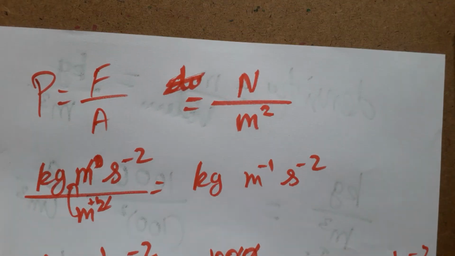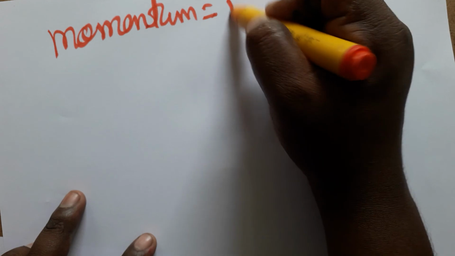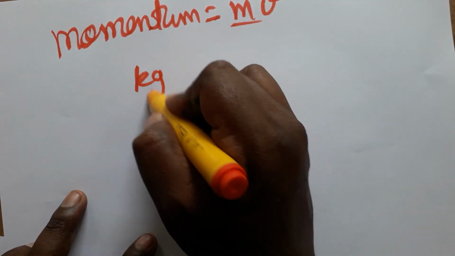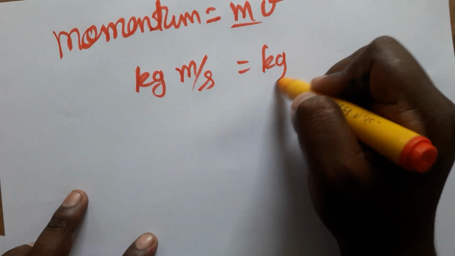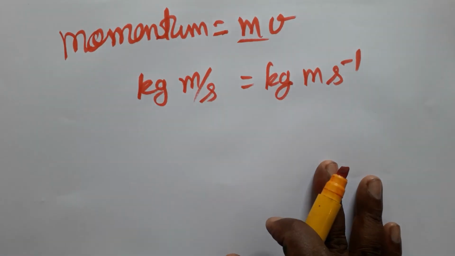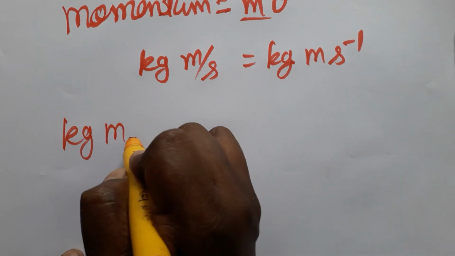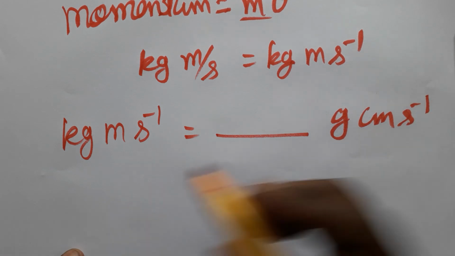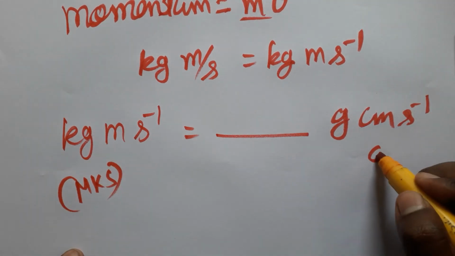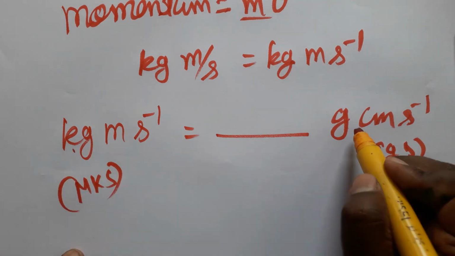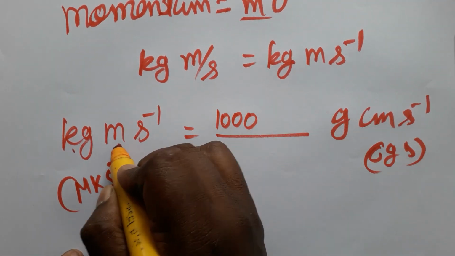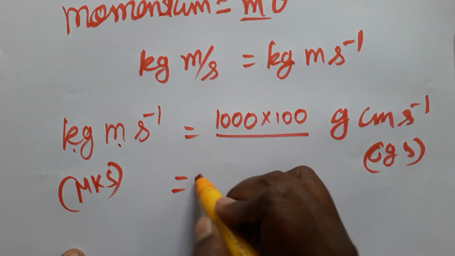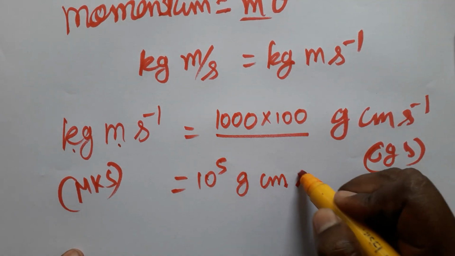Okay. Now we are going to learn momentum. Momentum is equal to mass into velocity. The mass unit is kg, and the velocity unit is meter by second. So the same unit we can write as kg meter second minus 1. Now we are going to convert this kg meter second minus 1 to gram centimeter second minus 1, from the MKS system to the CGS system. So kg to gram is 1000, and meter to centimeter is 100. So 10 power 5 gram centimeter second minus 1.